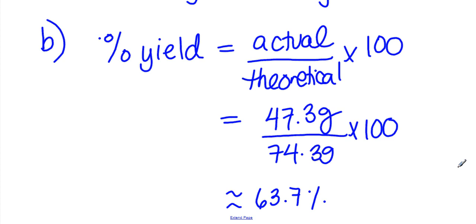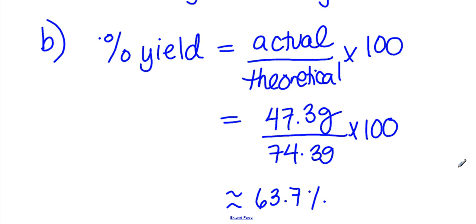So what that means is you do the experiment and you only get 63.7% of what was expected. You've lost that other remaining percentage along the way due to whatever errors are occurring. We don't know specifically here because we don't have details about the experiment, but it could be a variety of different reasons for that to be happening.